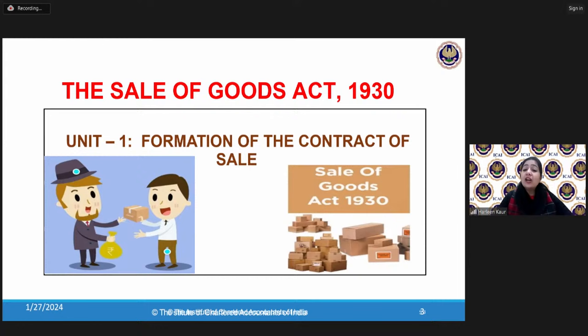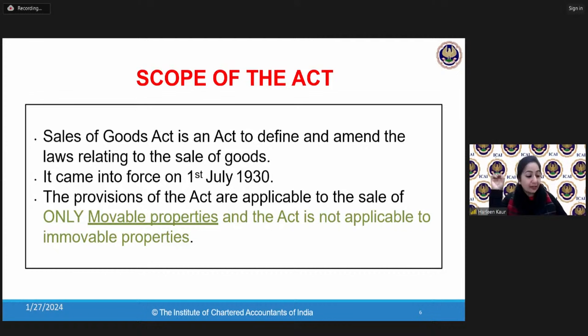Formation of contract of sale. I've already explained to you how the formation was laid down. We have extracted the contract of sale of goods from the Indian Contract Act itself. All right.